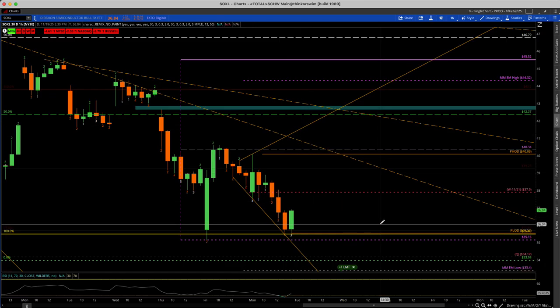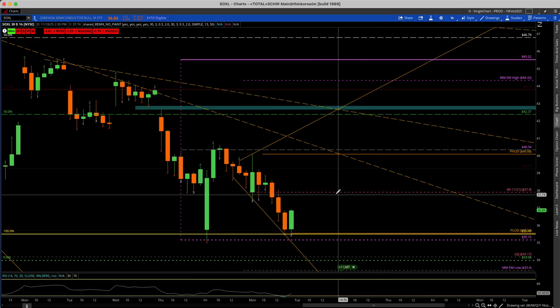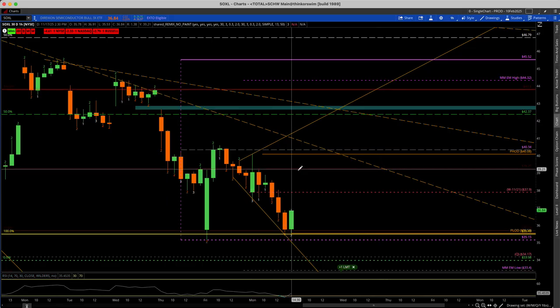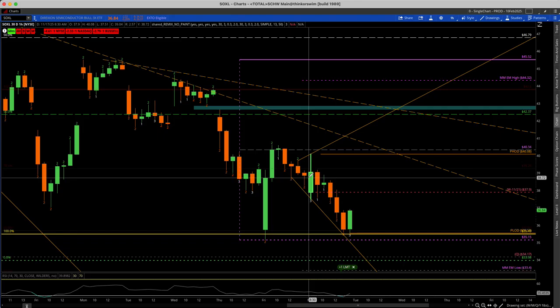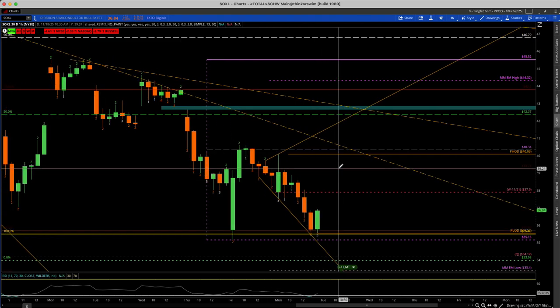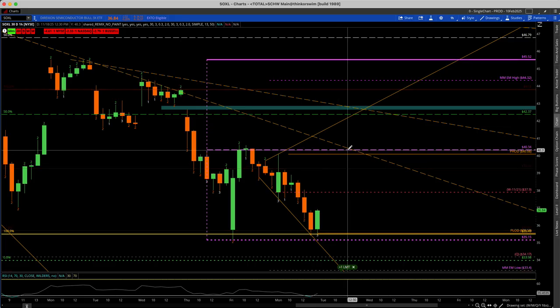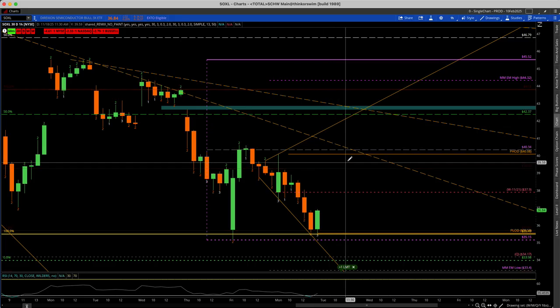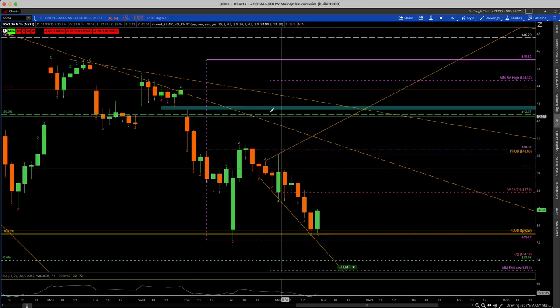Now, do we push back up to the top of this broadening formation? Possibly, but now we've got to look at things like the weak flip. That's going to act as resistance. We've got the, what fib is this? The 78.6 fib of the bull flag from the April 7th low right here. That's going to act as resistance. Previous high of the day, lining up with the previous week's 50% level. It's going to act as resistance.